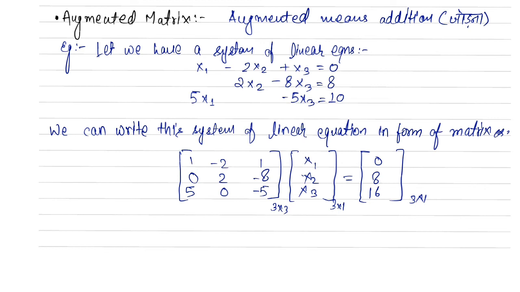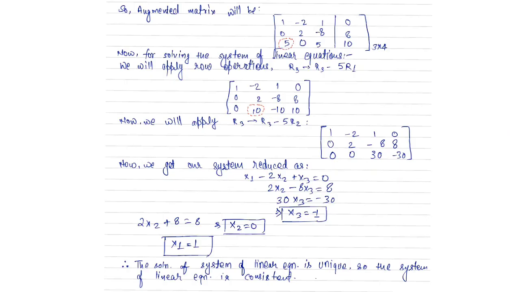Now what is an augmented matrix? Let's see how to find it. The augmented matrix is simply nothing but the coefficients of the variables, and in addition we add another column of constants. So the coefficient matrix is of 3 cross 3 form, and we added another column, so the matrix becomes of order 3 cross 4.